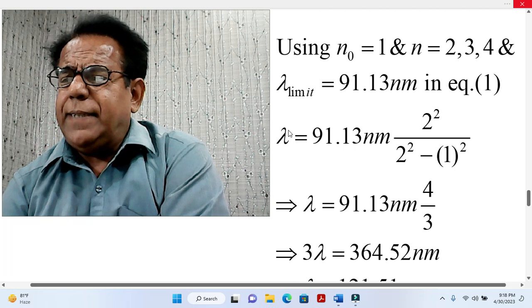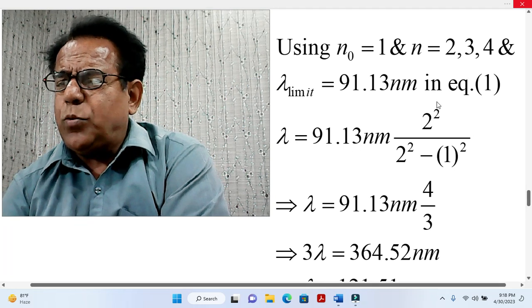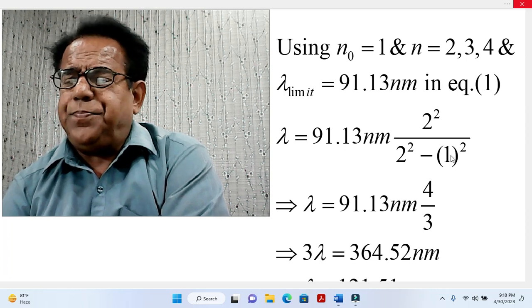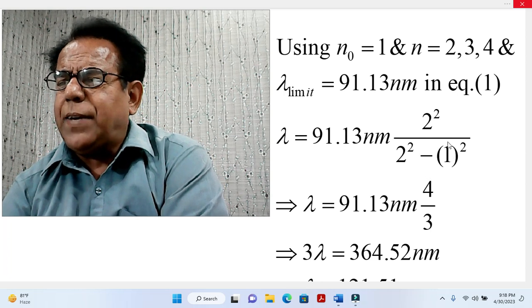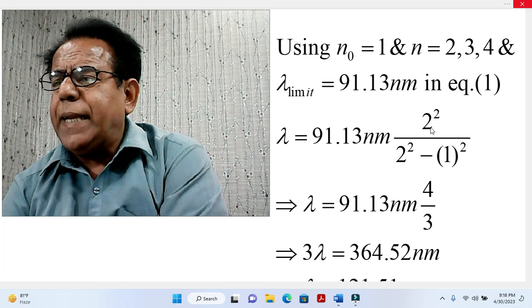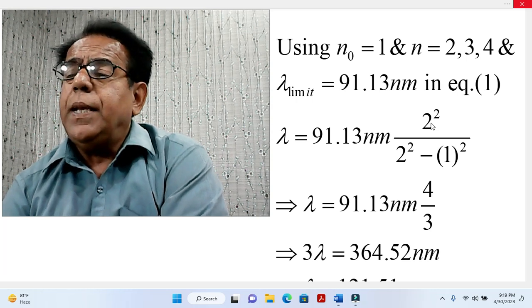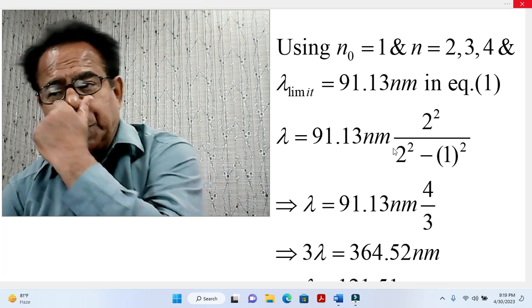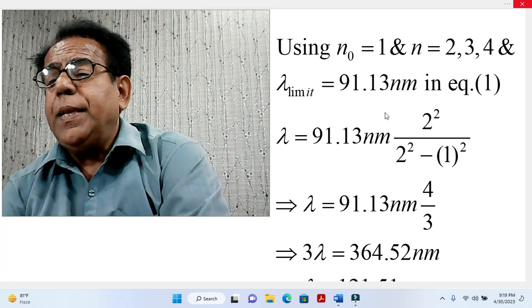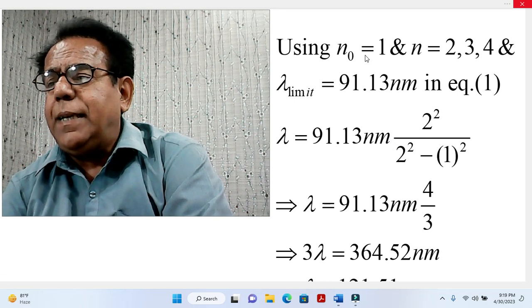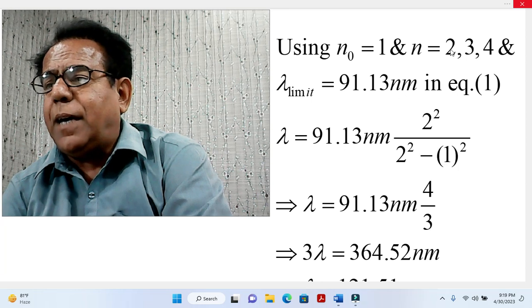Equation number 1 says that lambda is equal to lambda limit into this over this, out of this one is n and one is n naught, plus here n naught is 1 and n is 2. Quite clear, simple, because this is a Lyman series. Lambda limit is given. Moreover, for Lyman series, n naught is equal to 1 and n starts from 2.